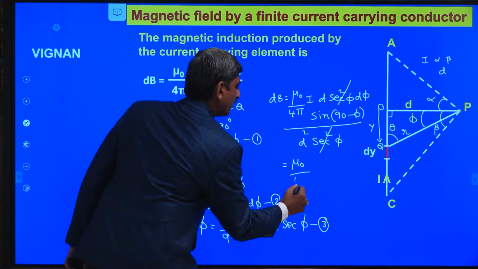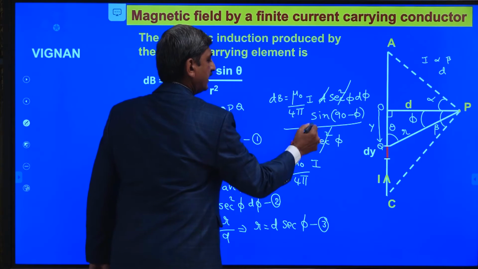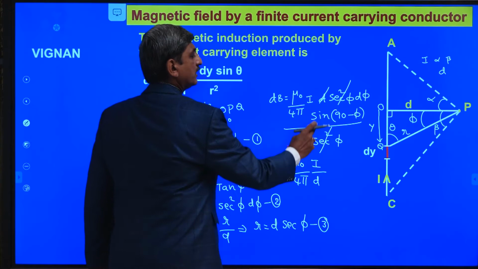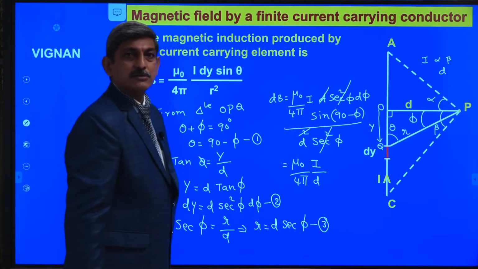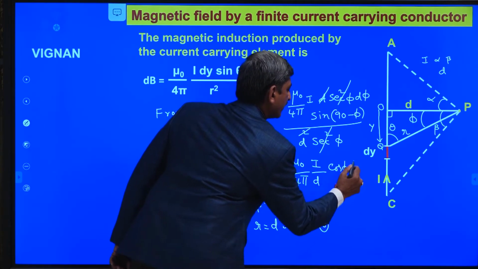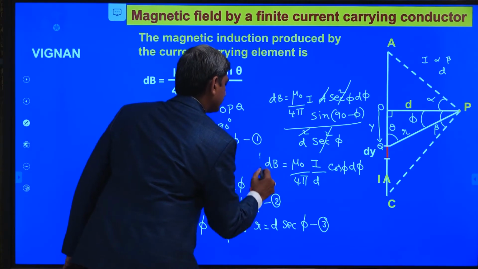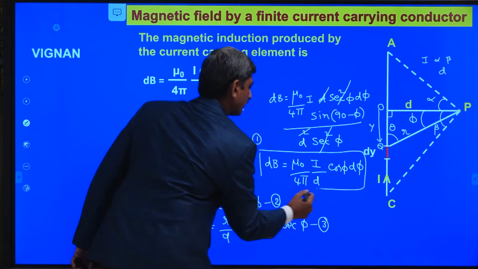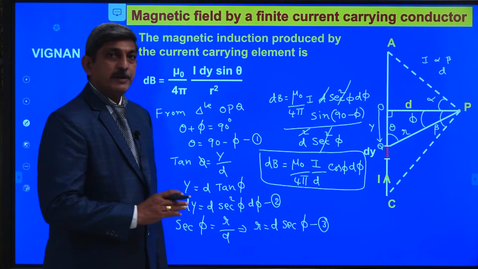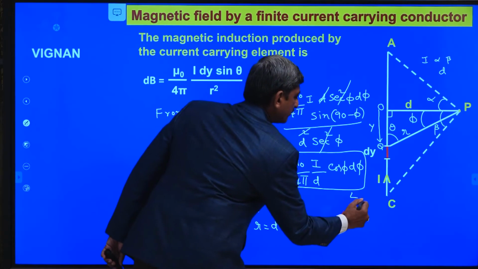So the secant square phi cancels, and we have mu naught by 4 pi I. This d and d square is also cancelled, I by d into sin 90 minus phi is equal to cos phi d phi. This is the dB value. dB is equal to mu naught by 4 pi I by d cos phi d phi, let it be equation number 4.